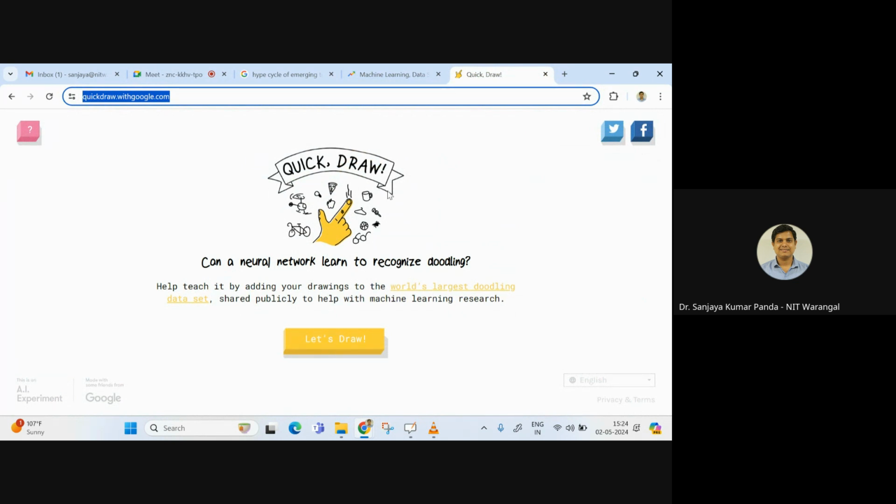So what it says here: can a neural network learn to recognize doodling? Help teach it by adding your drawings to the world's largest doodling dataset, shared publicly to help with machine learning research. It is going to ask you particular questions. Let's say it is asking, draw a bus, or draw a person, or draw a pen or a pencil. Then you have to draw. Based upon your drawing, it is going to tell you whether it is a pen or pencil. Is there any question?